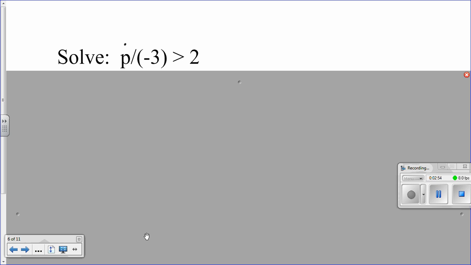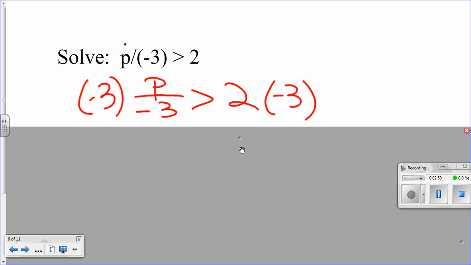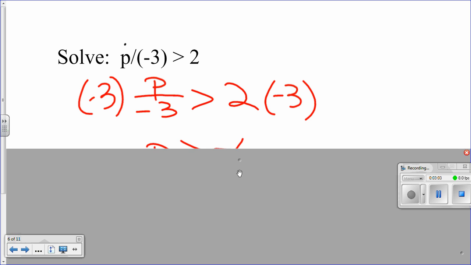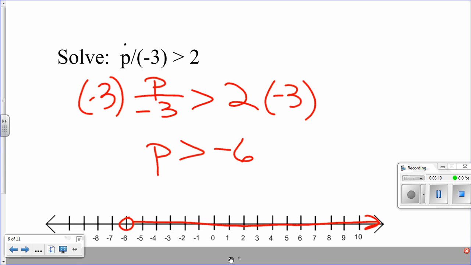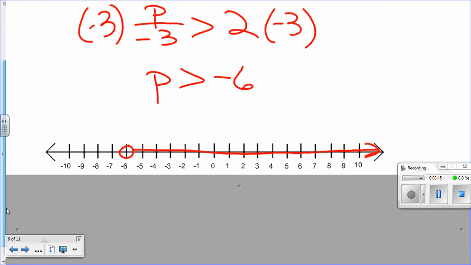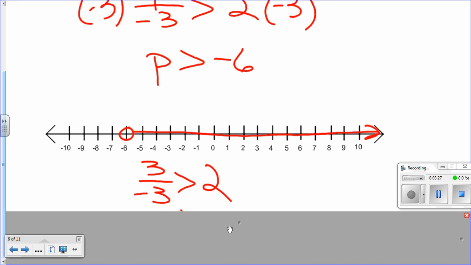Now we have P divided by -3 is greater than 2. We're going to multiply each side by -3. We want to get P by itself, and we end up with P is greater than -6. Here's our number line, an open circle at -6, and we're going to shade over to the right. Okay, I keep telling you, you want to make sure that you pick something in your answer solution in the shaded area, plug it into the original inequality, and make sure it works.